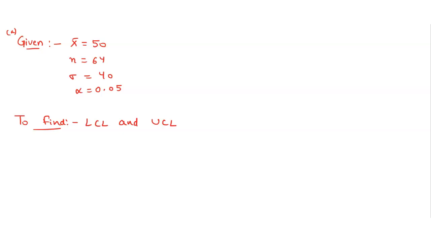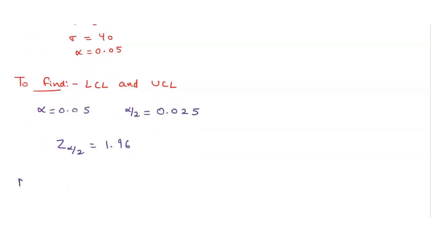For this, firstly we find Z alpha divided by 2. As our alpha is equal to 0.05, alpha divided by 2 is 0.025. So Z alpha divided by 2 is equal to 1.96, and margin of error, that is denoted by E.